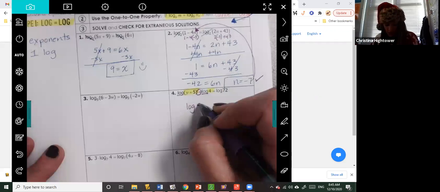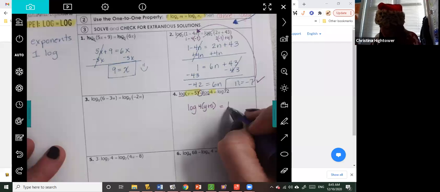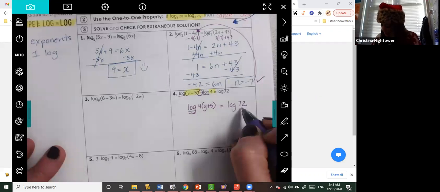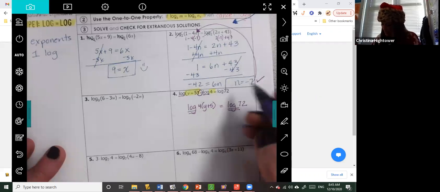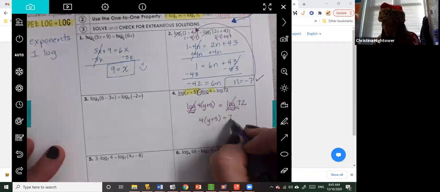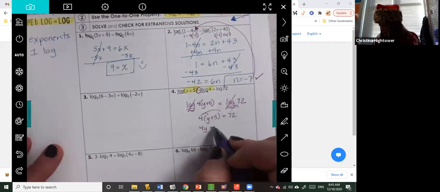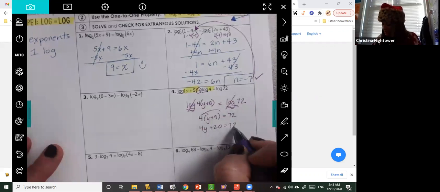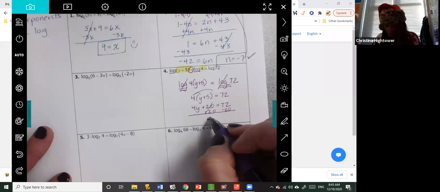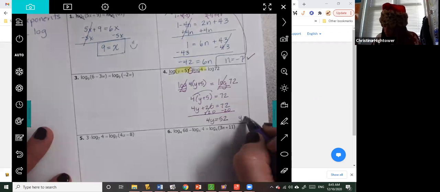So I'm going to put 4 times y plus 5. I'm going to have to multiply those together. And then there's nothing to do on the right side. So now that I have exactly 1 log on the left and 1 log on the right, I can cancel those logs out. And now I can solve this equation. So distribute. Now solve. And divide by 4, and you get y equals 13.